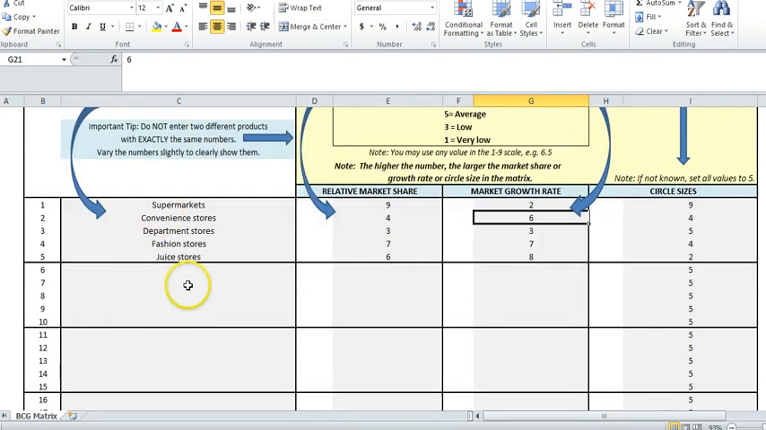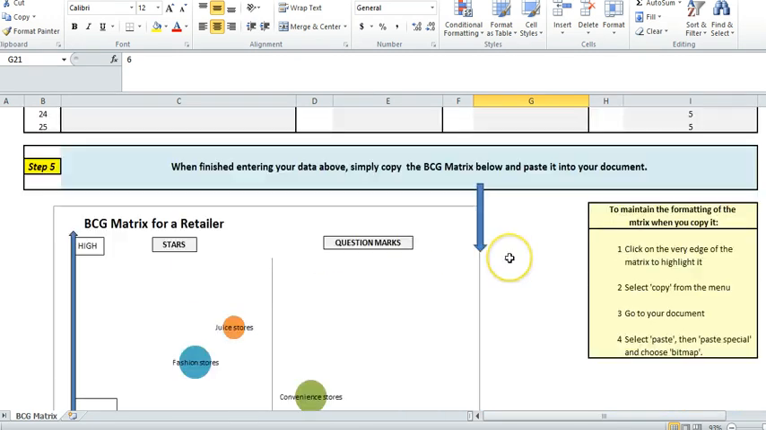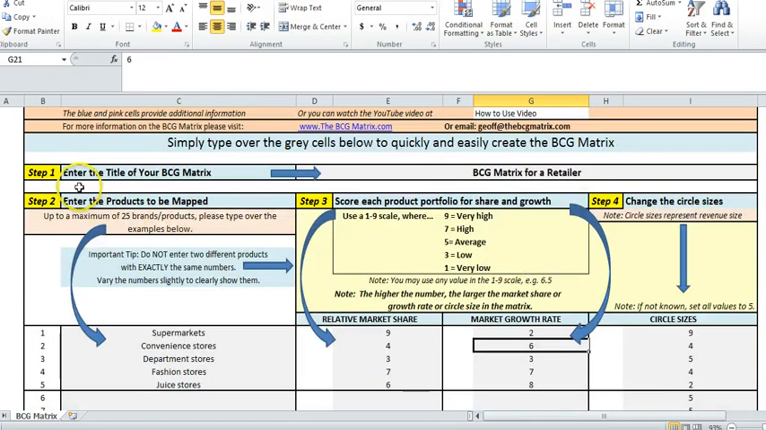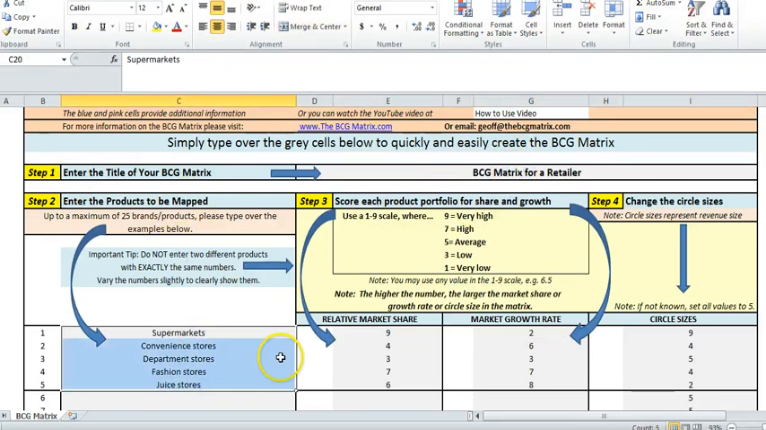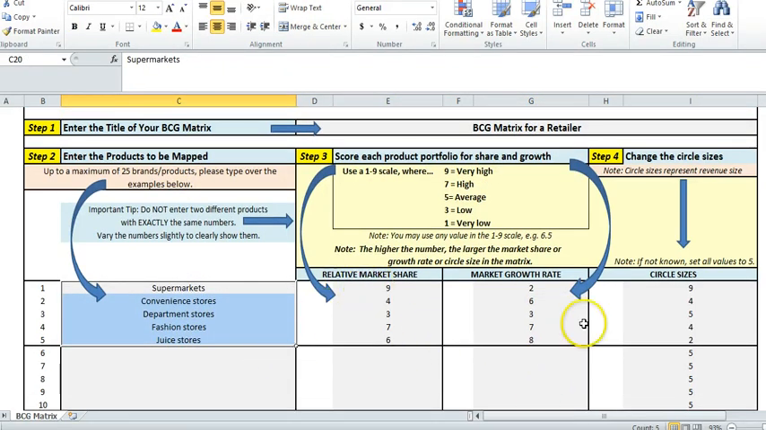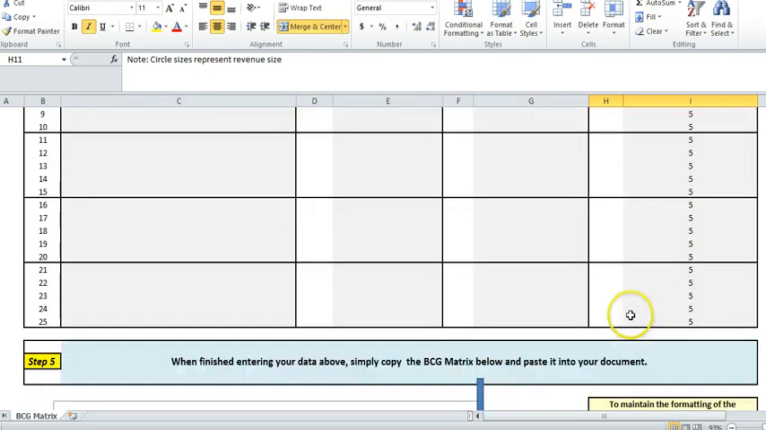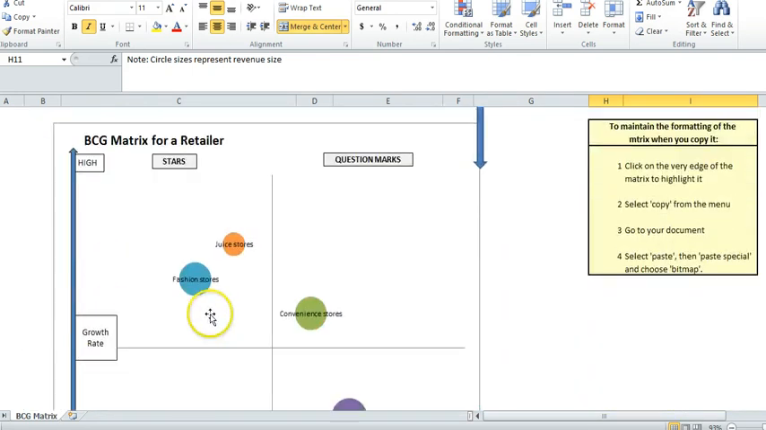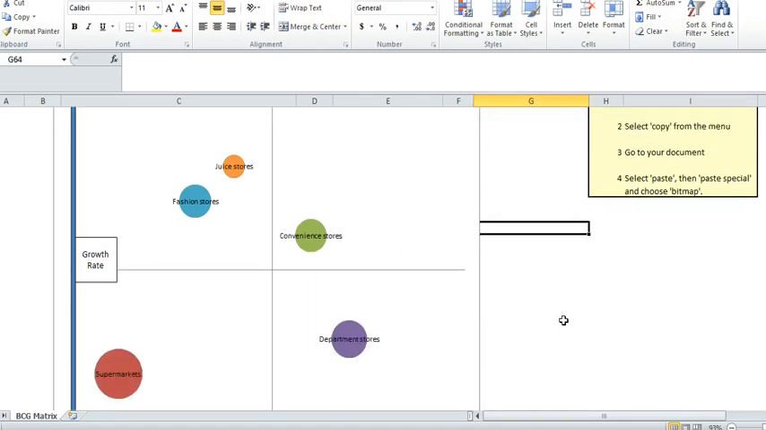Anyway, you've got space to put up to 25 business portfolios. Basically, down the bottom here, as you follow the steps through: 1, title, which you would put in; 2, you'd enter whatever, up to 25; then you score them, and then do the circles. This is an optional section. If you don't know or you don't want to show that differently, just set everything to 5. And then down here is your matrix, which you can click on and copy and paste to whatever you want to. But this is how it formats.